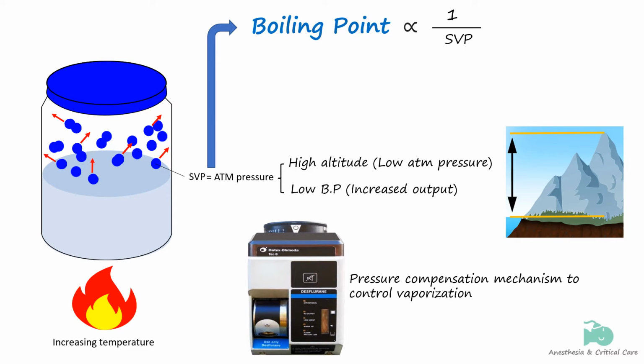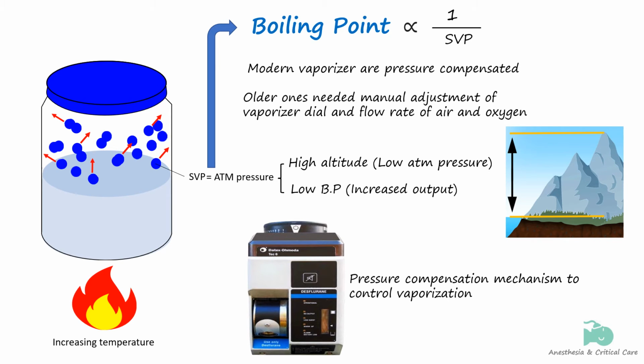For this reason, Desflurane vaporizers have the mechanism to compensate for change in atmosphere. Modern vaporizers for most agents automatically adjust for altitude changes, ensuring safe dosing. Older vaporizers may require manual adjustments to ensure proper anesthetic delivery at higher elevations.